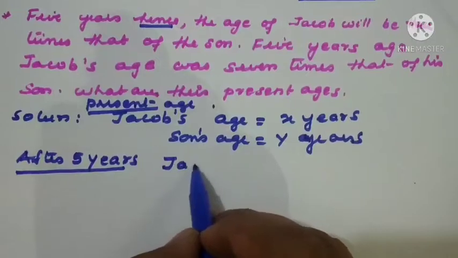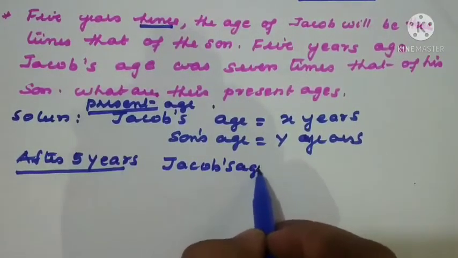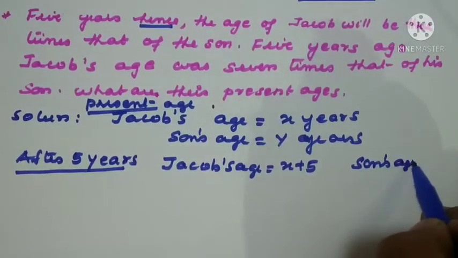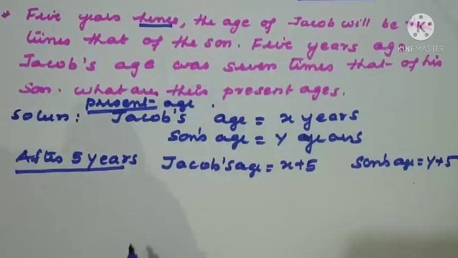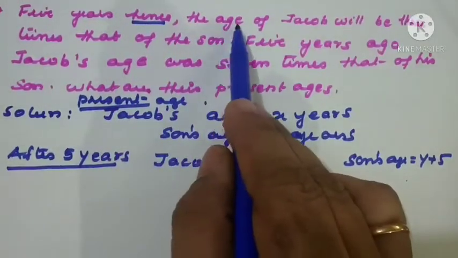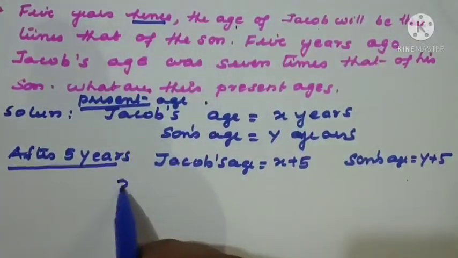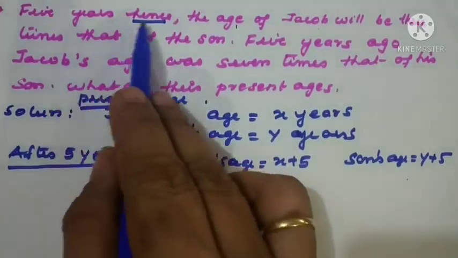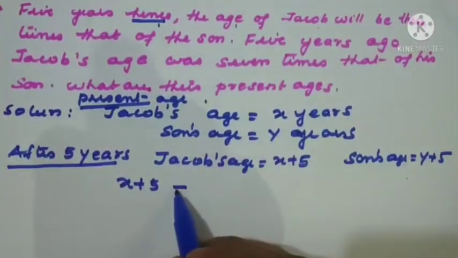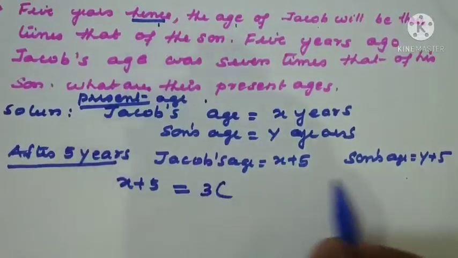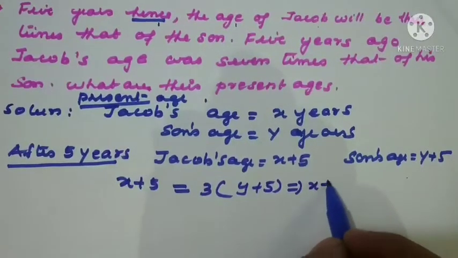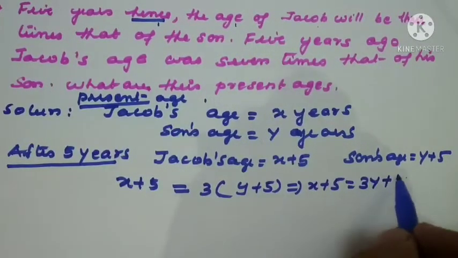What is Jacob's age after 5 years? Jacob's age is increased by 5 years, x plus 5 only. Next, son's age, y plus 5, right? Now what is the condition for this one? 5 years hence the age of Jacob will be x plus 5. Read carefully. 5 years after, the age of Jacob, x plus 5, will be equal to 3 times that of the son. What is the son's age? y plus 5. Expand this one. x plus 5 equal to 3y plus 15.